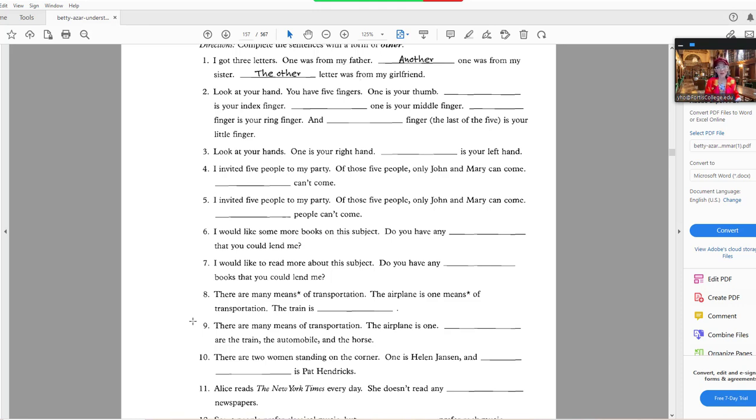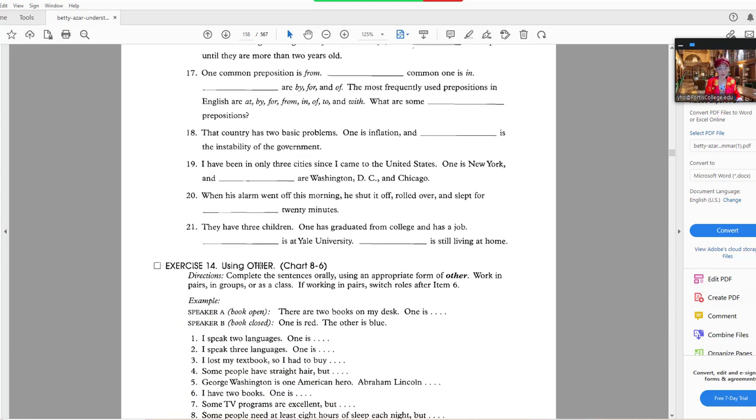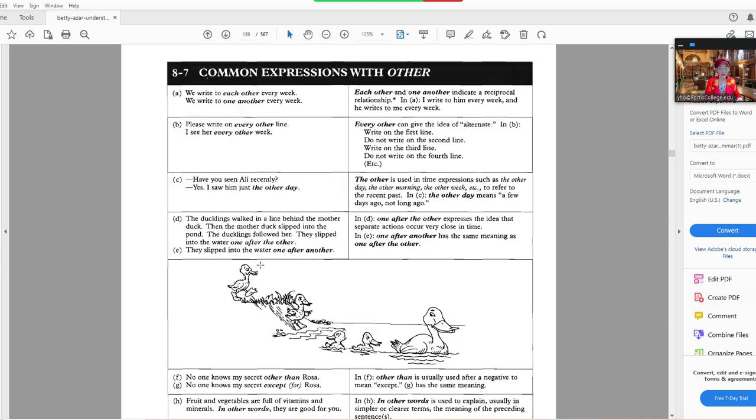I have a book. I have another book. The other book is on my bookshelf. Yet another book is on my desk. So if I keep mentioning different books, then I would use another and the other and other, meaning more and more of something. So here are more uses of other.